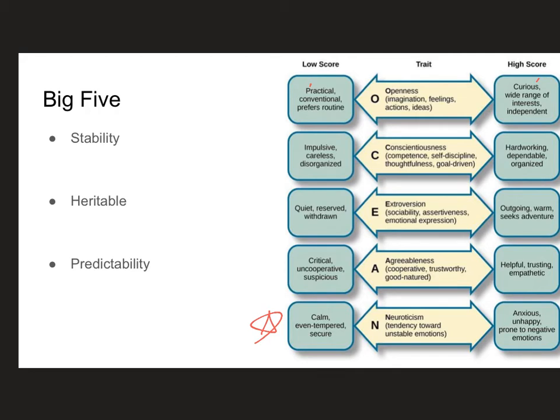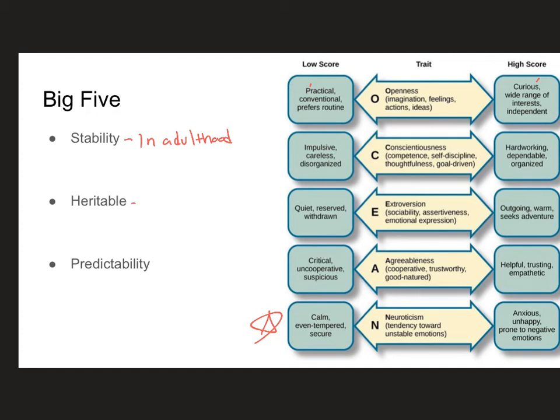Now, what we do know about these Big 5 is they are stable in adulthood. If you were to take this as a kid or even as a teenager, it may not be as stable as it is if you took it in your late 20s or early 30s.